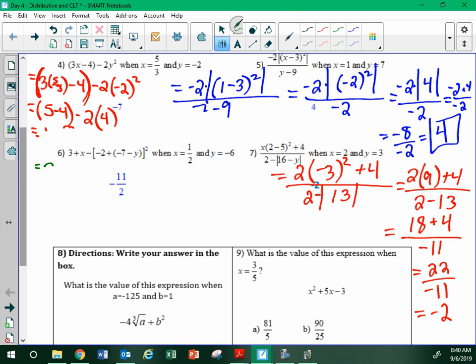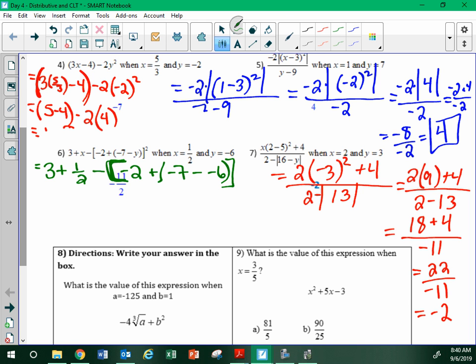So I have 3 plus x, which is 1/2, minus, got a lot happening here, right? So this is a bracket, it's just what you use instead of parentheses when you already have parentheses. -2 plus parentheses, -7 minus my y. So my y is -6. Good, that'll become a +6.